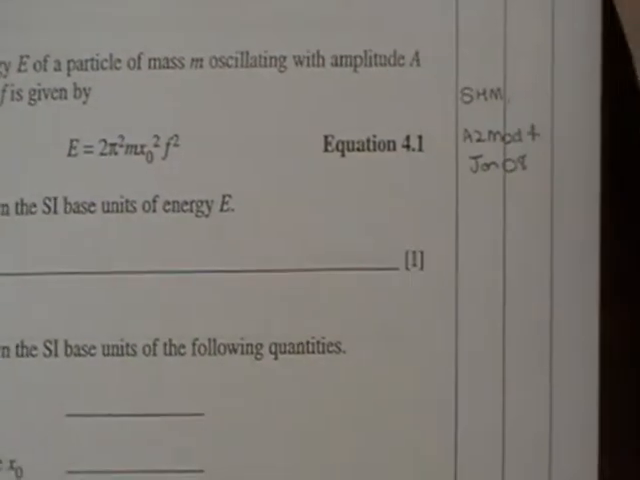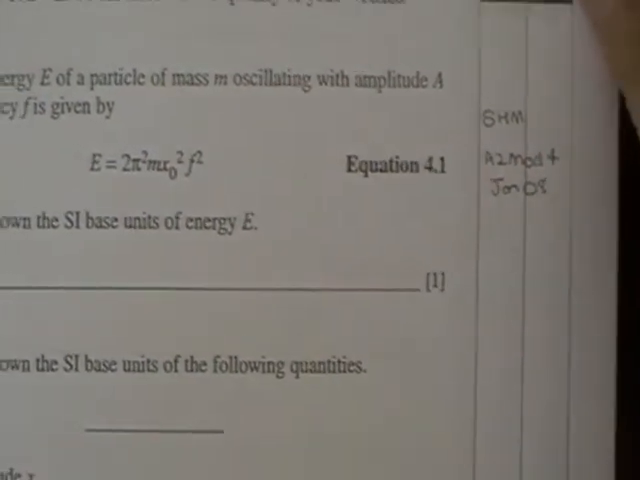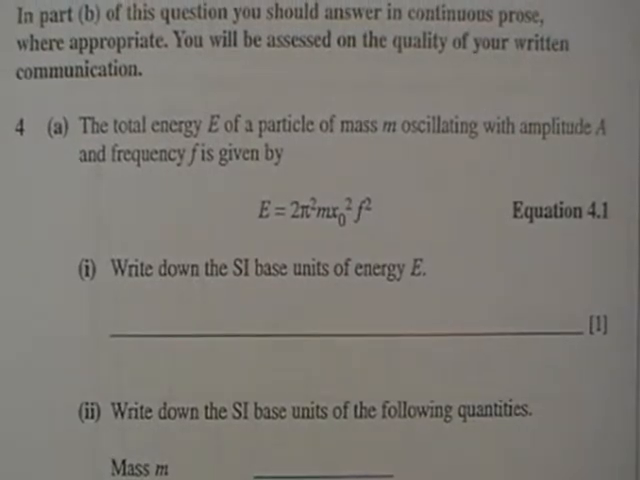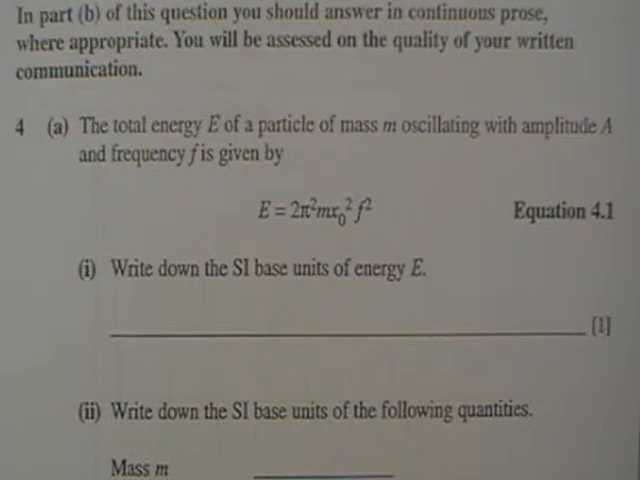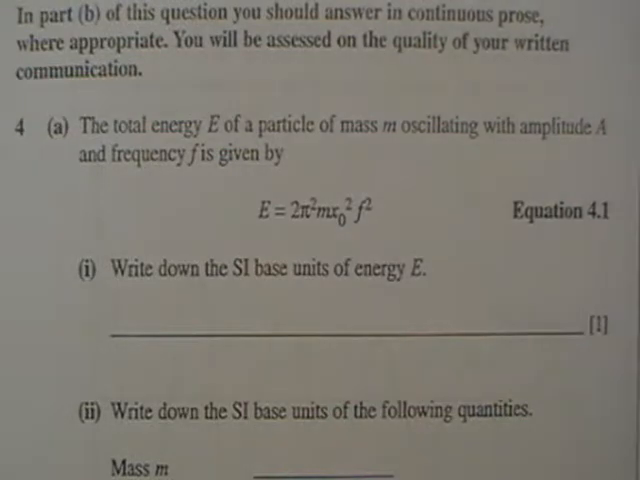This is Simple Harmonic Motion A2 Module 4 January 08. Question 4. The total energy of a particle oscillating with amplitude and frequency is given by E equals 2 pi squared m x naught squared f squared. Write down the SI base units of energy E.